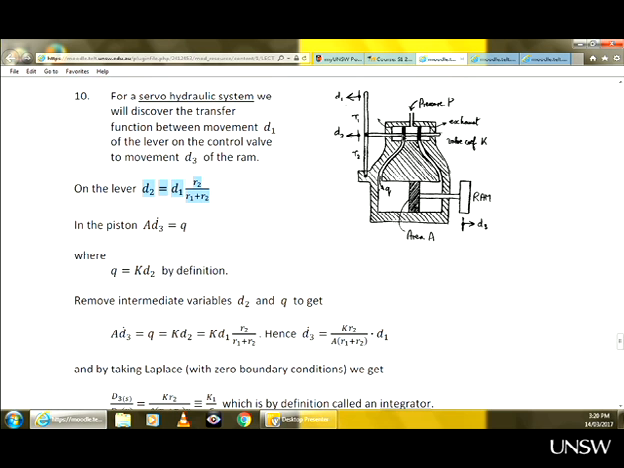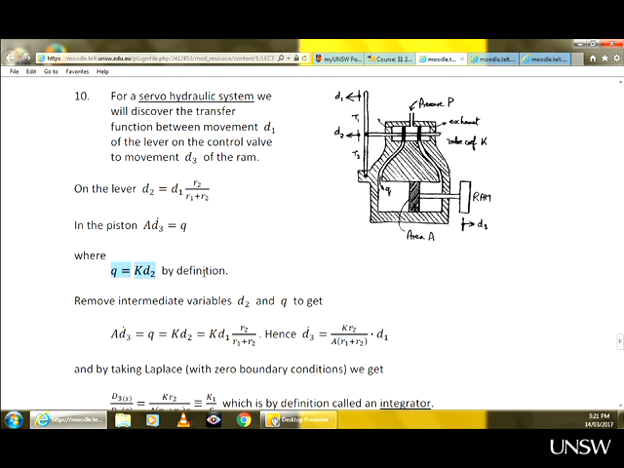Here, as D2 applies, so as the piston moves, it doesn't mean that it moves completely to fully open this orifice. So it may only partially open the orifice. So the flow through the valve will be proportional to the displacement D2. The more you move, the more you open that orifice, so you allow more fluid through it. And we assume this relationship is linear.